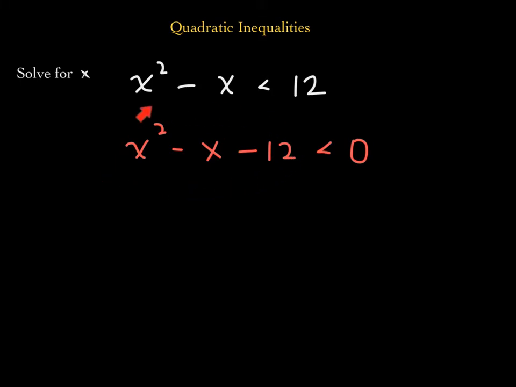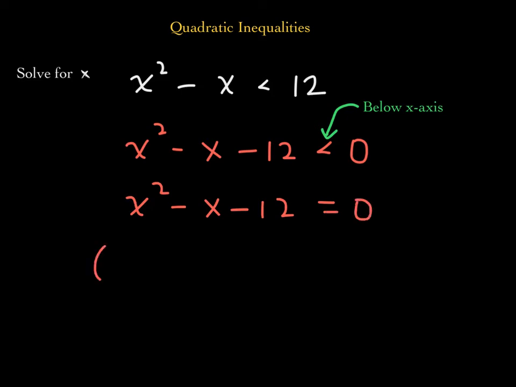The question is, when is this parabola less than 0? When they say less than 0, they mean below the x-axis. So in this lesson, our strategy is to sketch the graph, and it's going to be a rough sketch, okay? Not very detailed. And then we can answer the question, when is it below the x-axis? Now, if we take this inequality, and if we solve the related equation, then we will find the x-intercepts of the parabola.